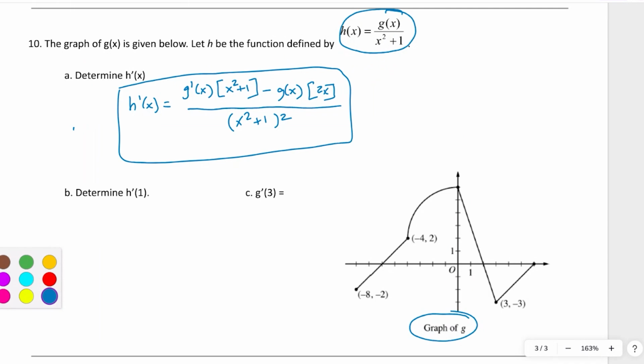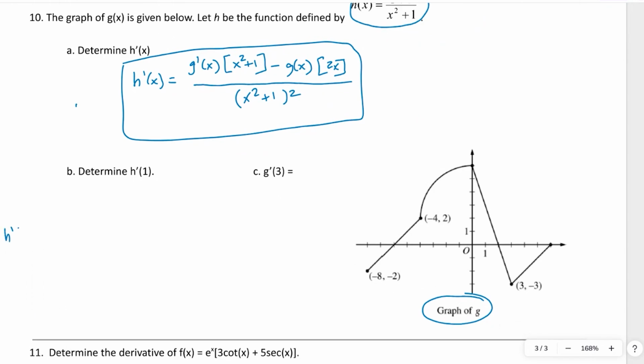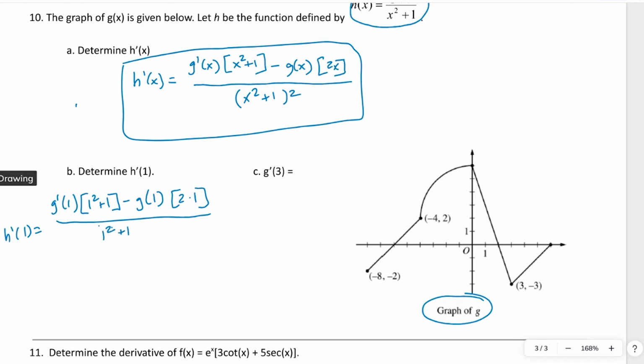Part B, determine the slope of h when x is 1. So we're going to have to plug in 1 everywhere we see x. So h prime of 1 is going to equal g prime of 1 times 1 squared plus 1, minus g of 1 times 2 times 1, all over 1 squared plus 1 squared.